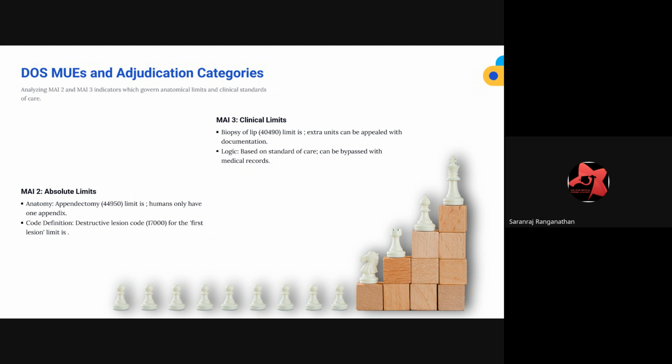I have to code only one time. When it comes to the 3, that is also limited, but I can appeal one more time. I can go back and explain the logic. Okay, the surgery is done for so and so reason. So this can be coded 2 times. So that will be indicated with MAI 3.